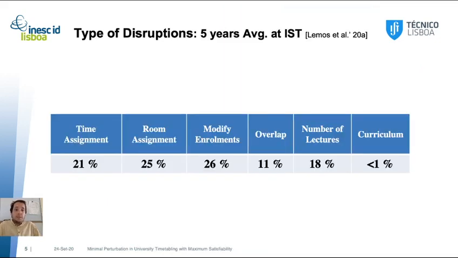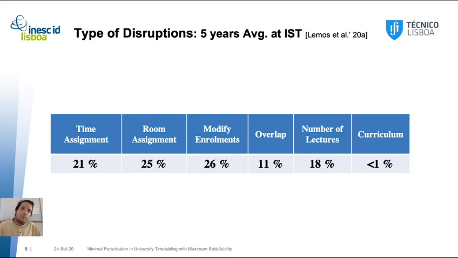So there's a study published in the Journal of Scheduling that analyzes 5 years of disruption at IST. We can see that changes in curriculum during this period were rare, and changes in overlap constraints and number of lectures are not that important. The most important disruption is modifying enrollments, which can be explained by the fact that students change their enrollments frequently, as they can choose their own elective courses, and that normally changes year after year.